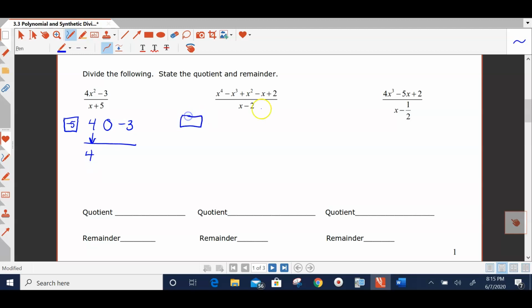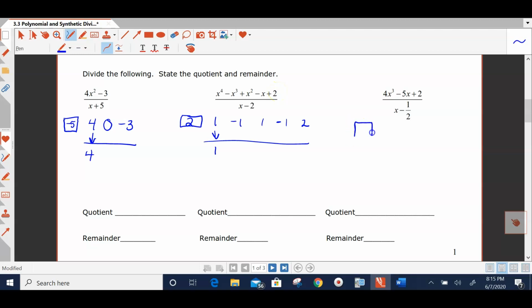This box will have a positive 2. Take the opposite sign. And the coefficients will be a 1 on the x to the 4th, negative 1 on x cubed, positive 1 on x squared, negative 1 on x, and then a 2. And you'll notice that they didn't have any missing terms here, so I did not need to put in a 0. 4, 3, 2, 1, constant.